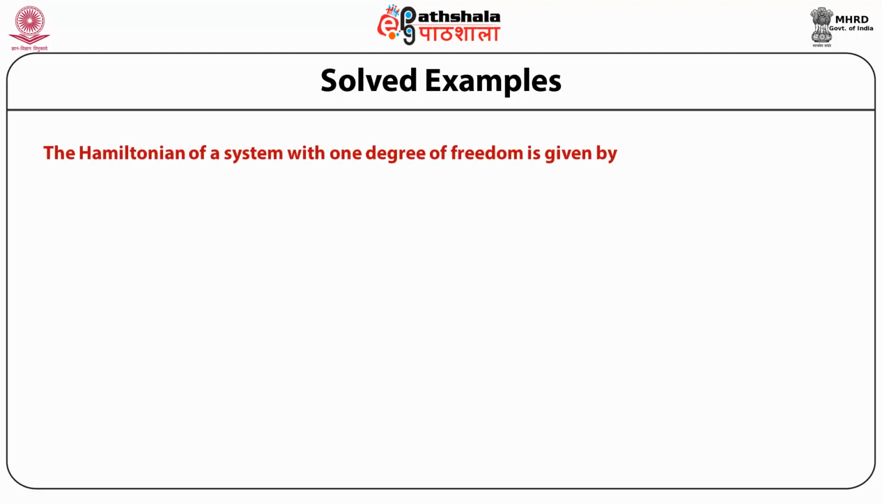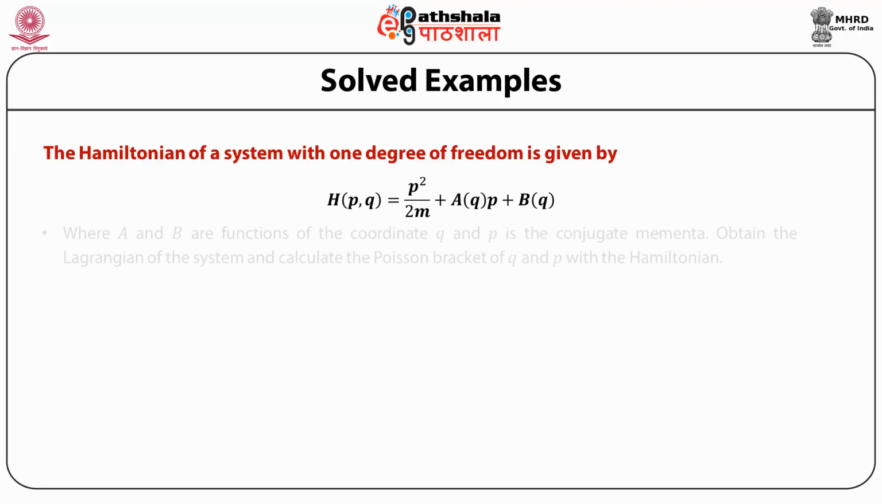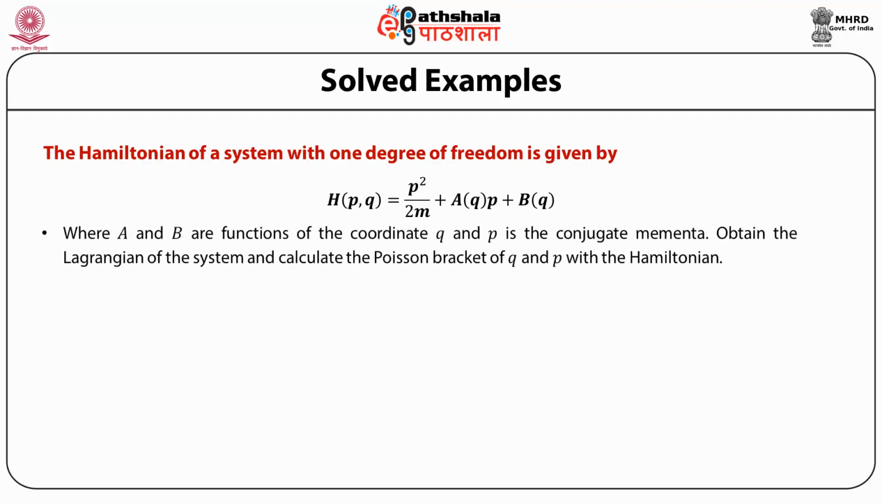Example 3. We will consider a Hamiltonian system with only one degree of freedom, and the Hamiltonian is given by p square by 2m plus some function a of q multiplied by p plus some function b of q, where a and b are functions of the coordinate q and p is the conjugate momentum. We want to obtain the Lagrangian of the system and calculate the Poisson bracket of q and p with the Hamiltonian.